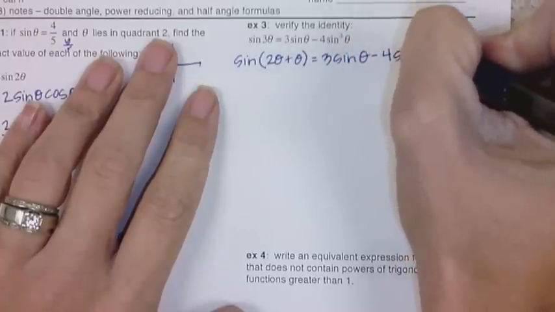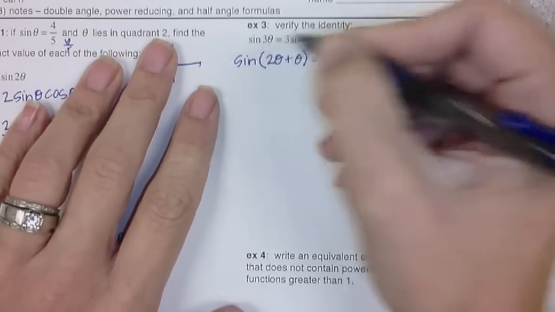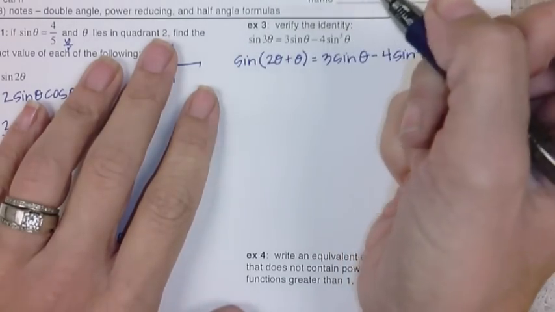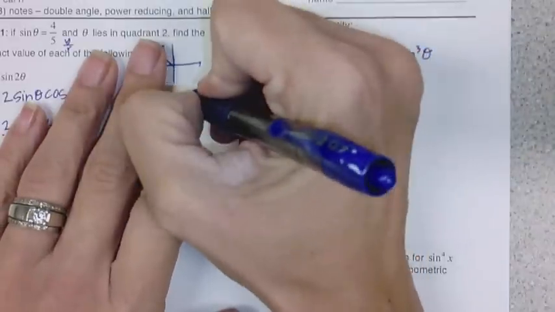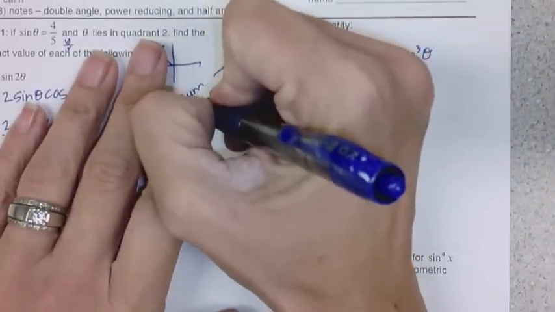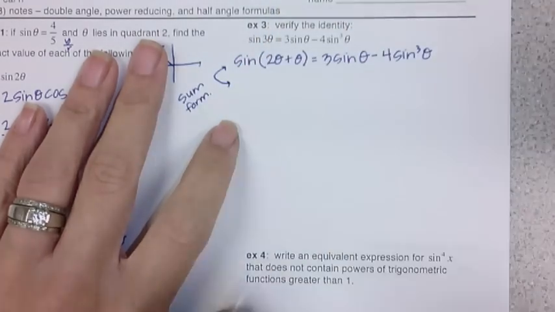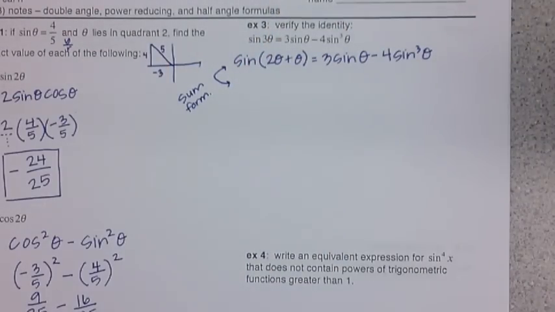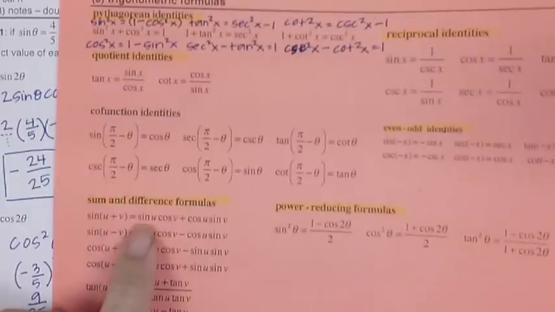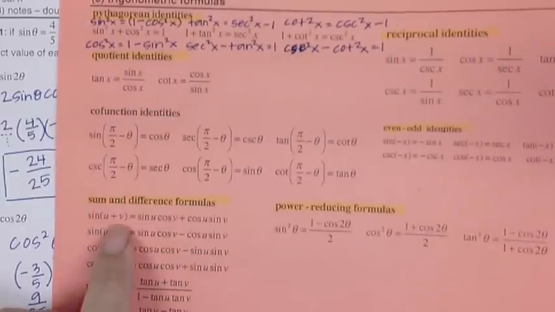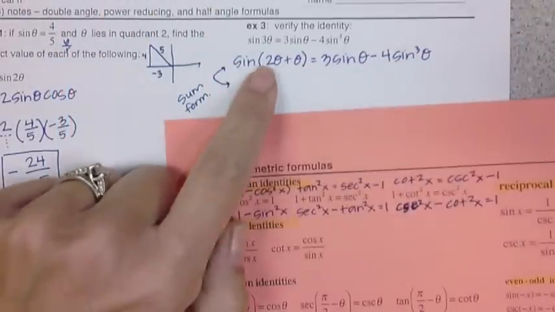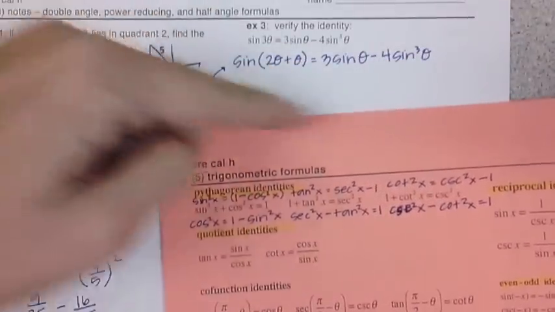So I am using the sum formula right here. If you're wondering where that came from, that's the sum formula. I'm just splitting it up so I can use that sum formula. So when you see this, I'm going to go to my sheet right now, and I'm using this formula right here. Sine of u plus v, well, my u is 2 theta and my v is 1 theta. So in my next step, it's going to be expanding it out to all of this right here.